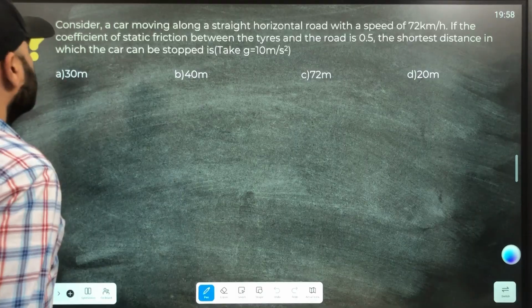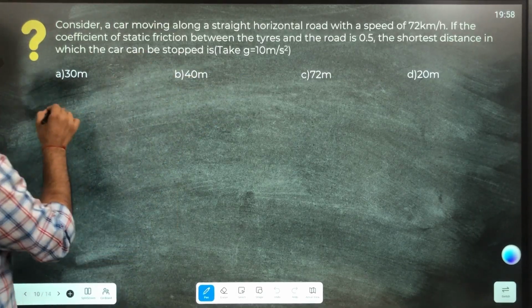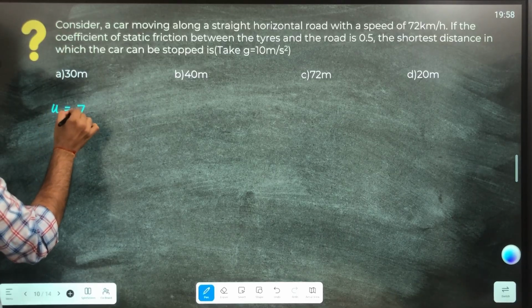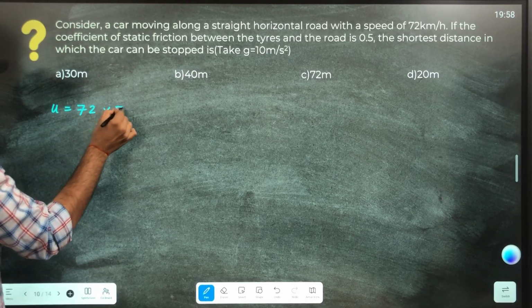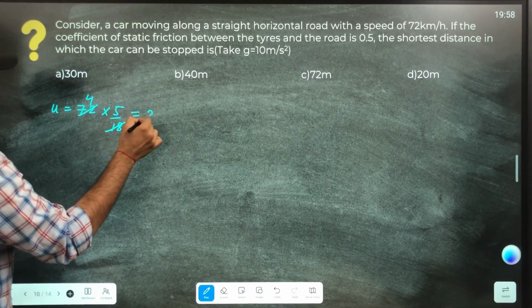Our next question says, consider a car moving along a straight horizontal road with the speed of 72 km per hour. So U here is 72 km per hour. I am straight away converting into meter per second. So this will be 18 by 5, and this will be 20 meter per second.